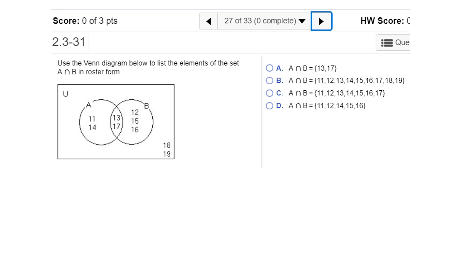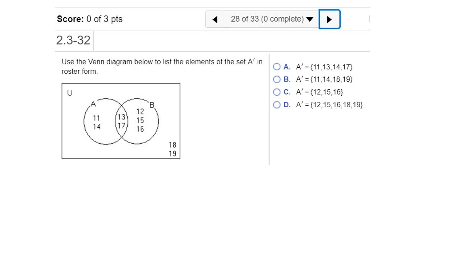For number 27, we want to find the intersection, because notice we are given the intersection symbol. The intersection between two sets would be where the two sets cross over and overlap. So that would only include numbers 13 and 17. Answer choice A.